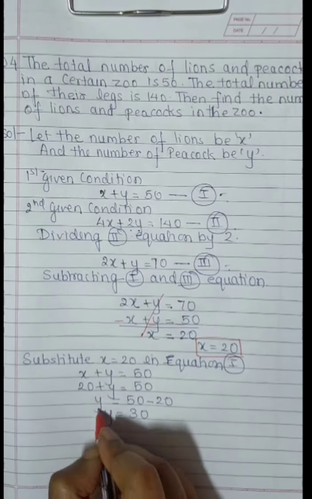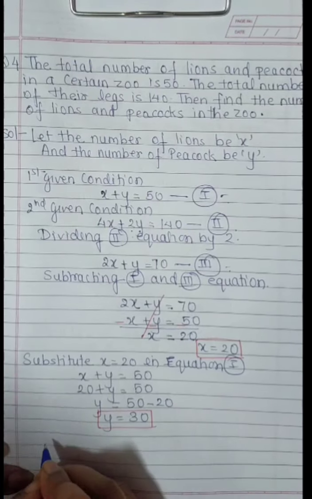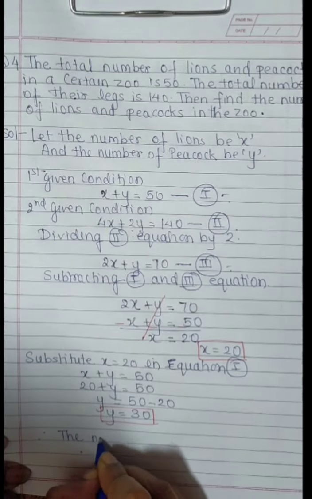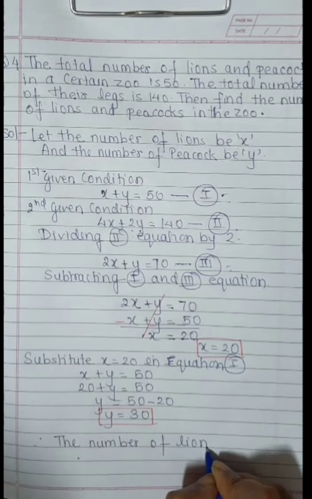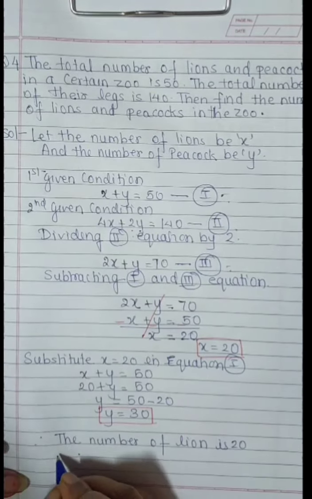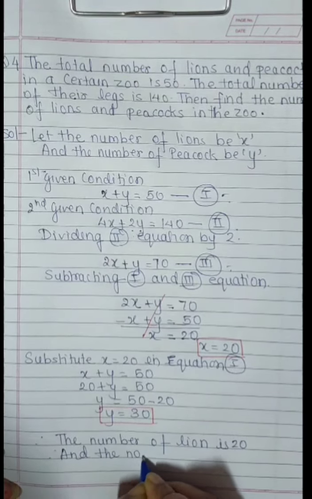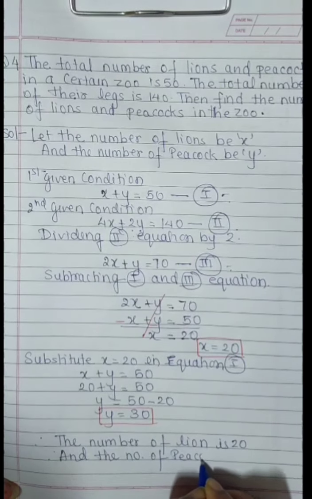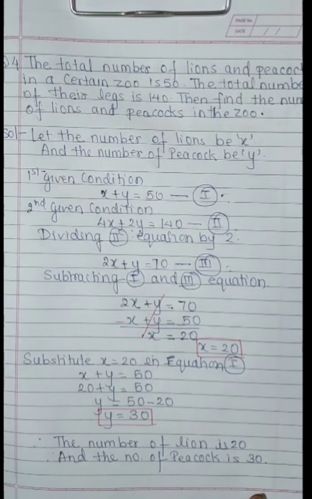The y value is 30. Now therefore the number of lions is 20 and the number of peacocks is 30 in number. I hope you understood question number 4.